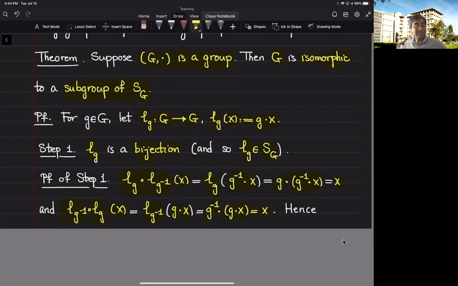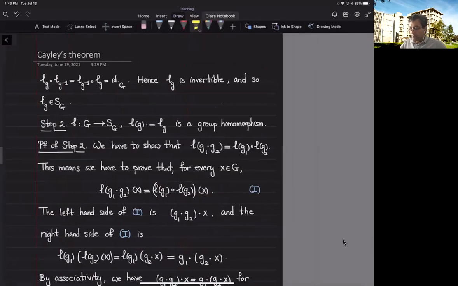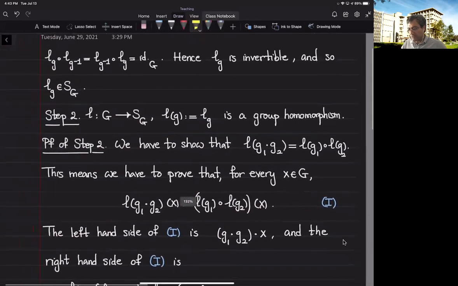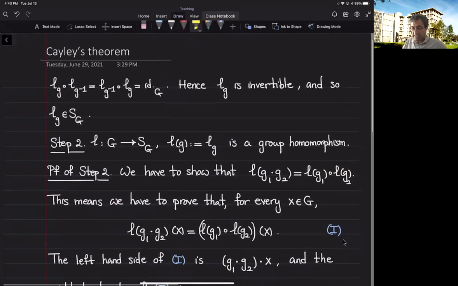And that means that these functions are inverse of each other. And therefore, both of them are invertible. Both of them are bijections. In particular, we get that L sub G is a bijection. So that tells me that L sub G does belong to S sub G.